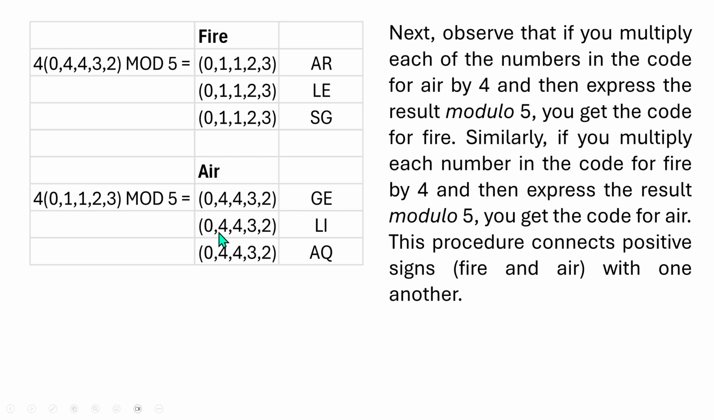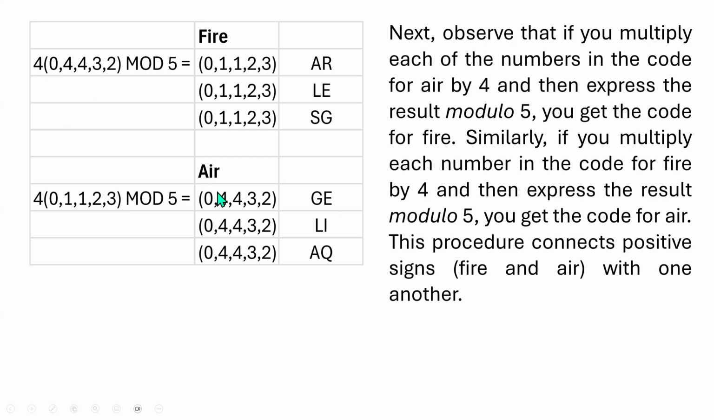So the code for all the air signs is 04432. Multiply that number up here by 4, we get 0, 16, 16, 12, and 8. Reduce those numbers modulo 5. Look at the remainder you get when you divide by 5. Well, let's see, we have 16. 5 goes into 16 3 times to get 15. 16 minus 15 leaves a remainder of 1. And so when we look at those remainders modulo 5, we're getting back 0, 1, 1, 2, 3. That is that reduced modulo 5 code for the fire signs.